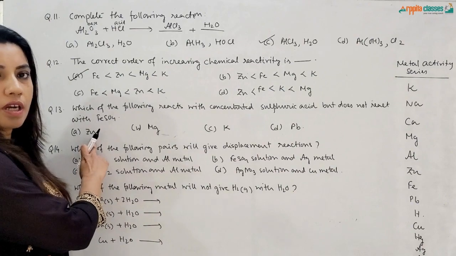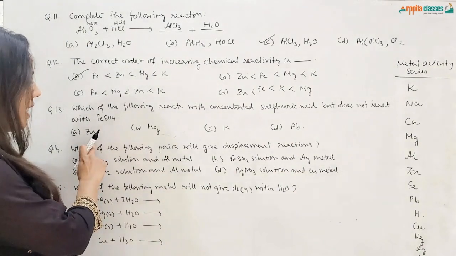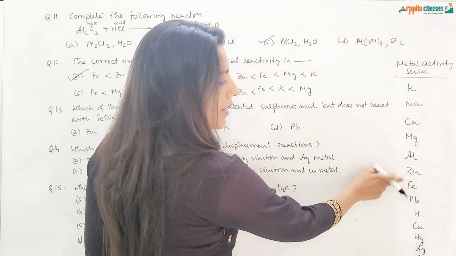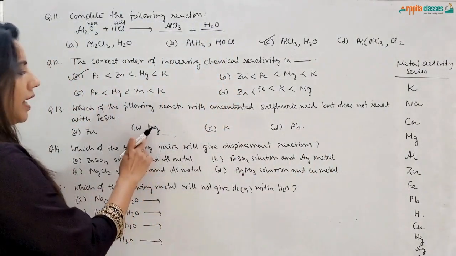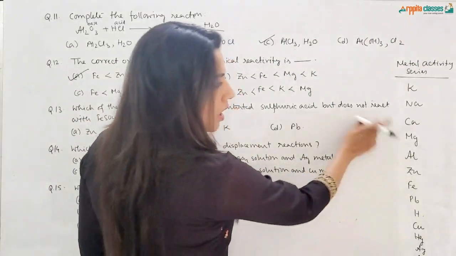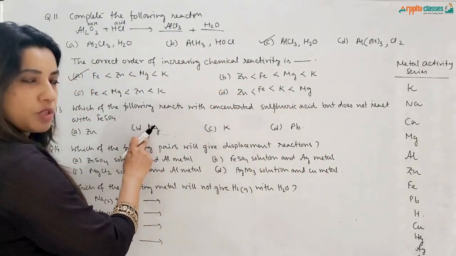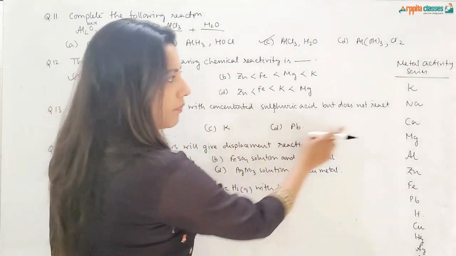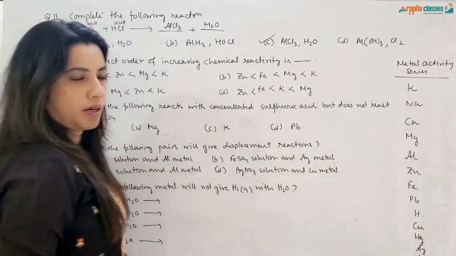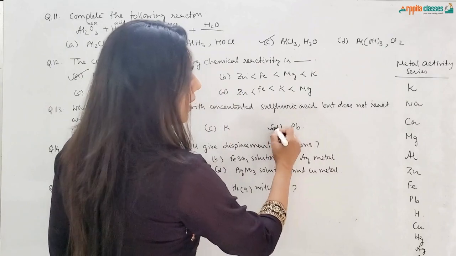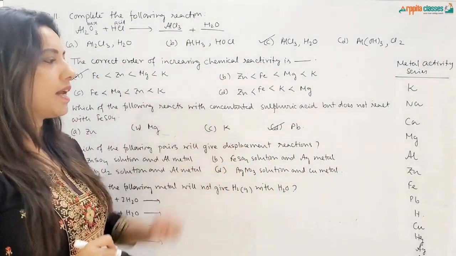Zinc reacts with concentrated sulfuric acid, and zinc also reacts with FeSO4 because zinc is above iron, so zinc will replace iron. Mg can react with FeSO4 because Mg is again above iron. Potassium also will react with FeSO4 because potassium is above iron, but Pb cannot because Pb is below iron, so Pb cannot react with FeSO4. So this is the right option.